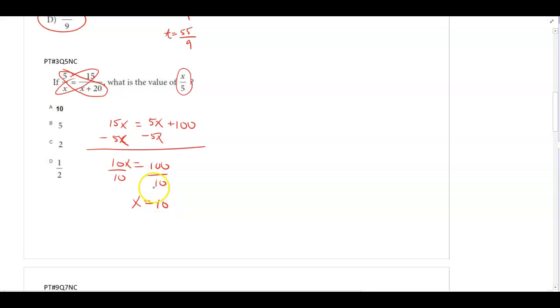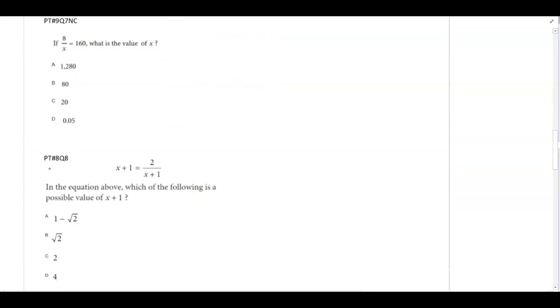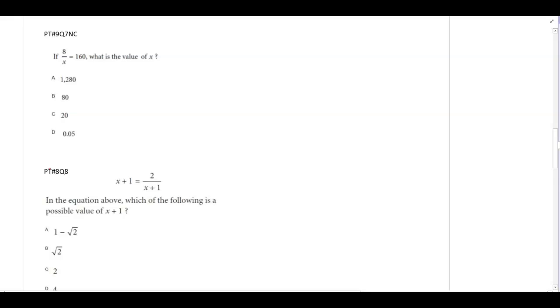That's just half the problem. Now I have to plug that back in here. 10 divided by 5 is what? 2. Letter C. Do not forget that part. Read the entire question. Okay, the next one. Again, this is no calculator, and if it's no calculator, you have to be able to answer this properly.